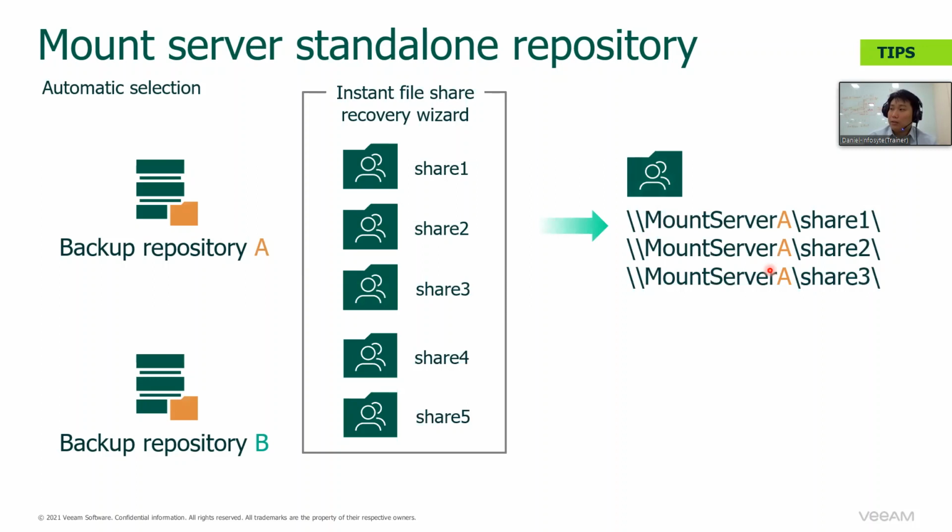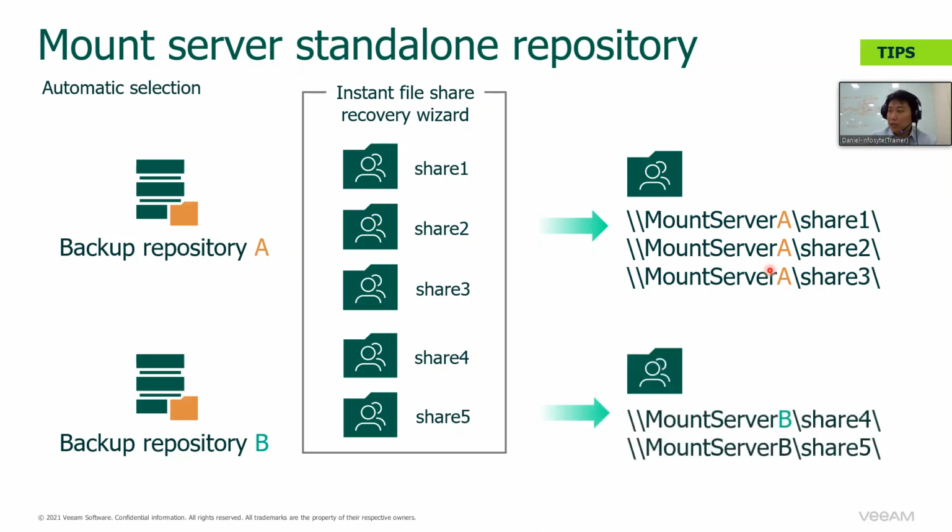So what happens? Now these 5 shares actually come from the same NAS storage, meaning one single mount path can connect to all these 5 folders. Due to a limitation in VBR, when you're utilizing standalone repositories, they each have their own mount server. When they trigger instant NAS file share recovery, they will utilize their own mount server respectively. This is a limitation with individual standalone backup repositories.